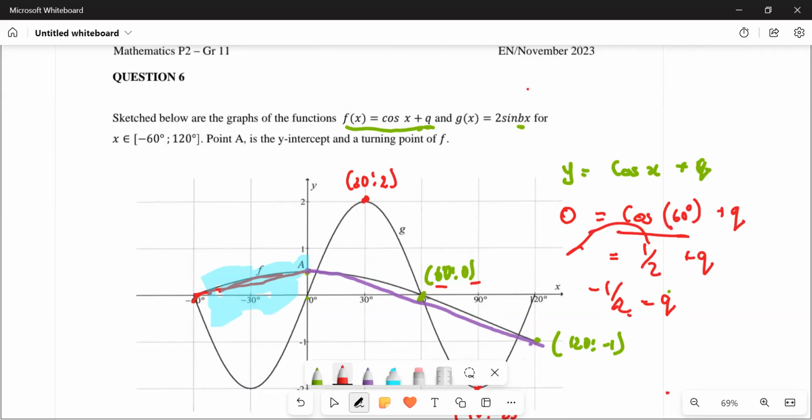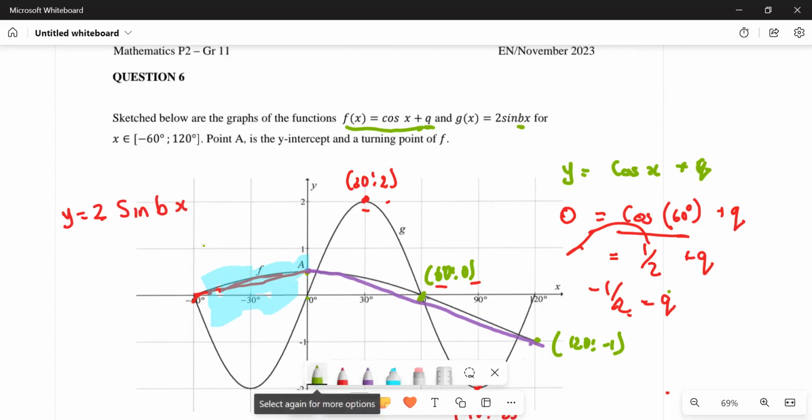Let's get p. How to get p? Where does the graph pass? It passes at (30, 2). So we'll tell them we have y equal to 2 sine bx. Now, according to this point here, y is 2. It's going to be equal to 2 sine b multiplied by 30.